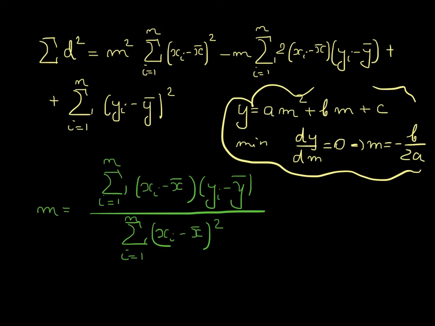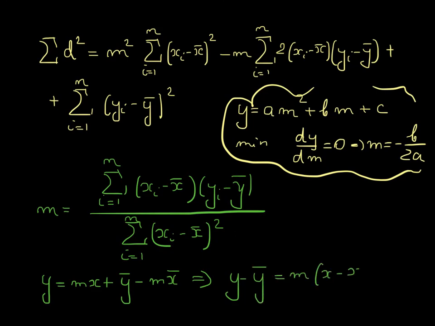So your final equation of the regression line is y equals mx plus c, with m the value above, which can be rewritten if you want in a simpler way, which maybe is easier to comprehend.